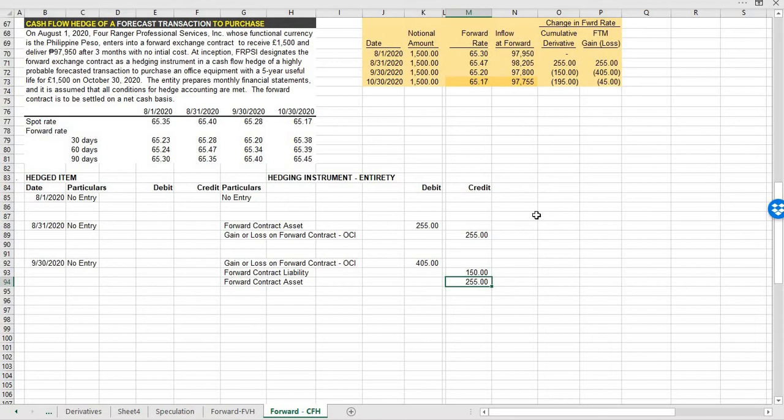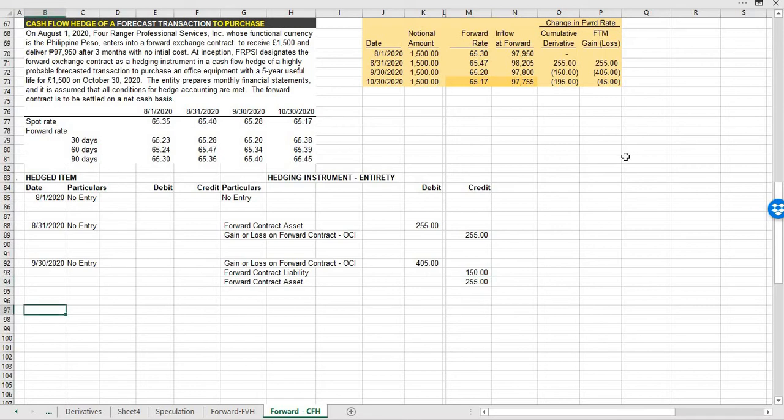So, doon sa fair value hedge, ang ginamit nating account title, kapag meron siyang debit balance, asset siya. Kapag siya ay may credit balance, liability siya. Pero this time, dito sa ginawa ko rito, hindi na siya offsetting account. Kaya dapat i-recognize natin itong forward contract asset kasi ngayong September 30, liability na siya. Kaya ibang account title na gagamitin natin, forward contract liability.